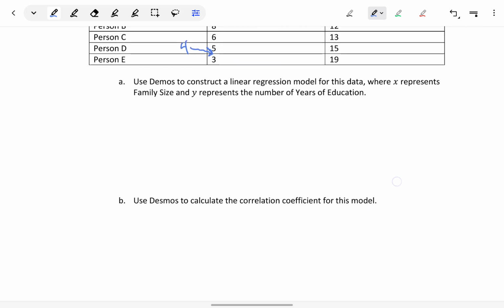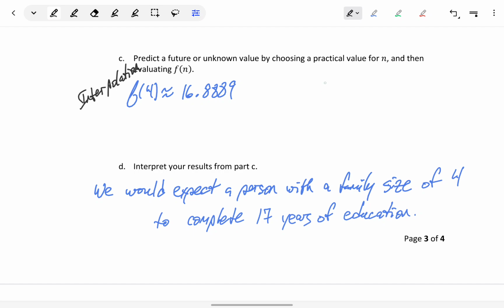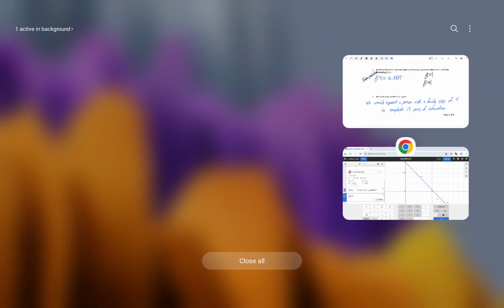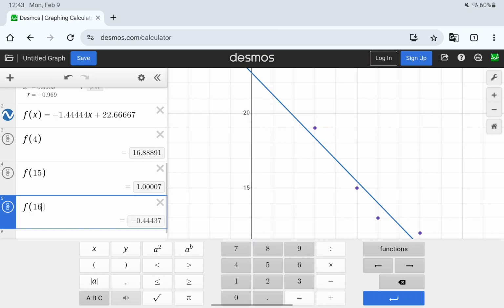But now we want to talk about a couple of cases of extrapolation. So for instance, we're going to investigate f(15) and f(16) to see what happens with our model. So we're starting to talk about very large family sizes in this case. If we evaluate f(15), we get approximately 1. If we evaluate f(16), now we start getting negative values.